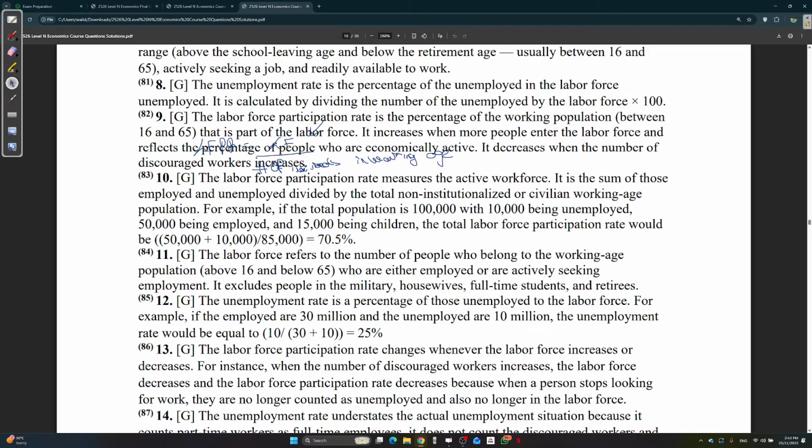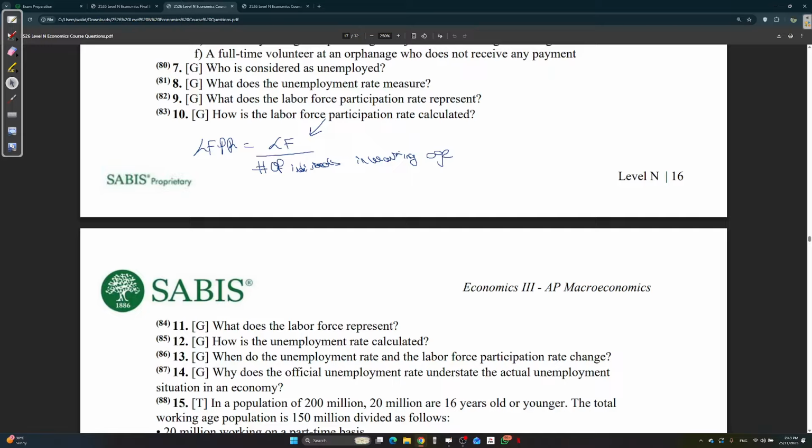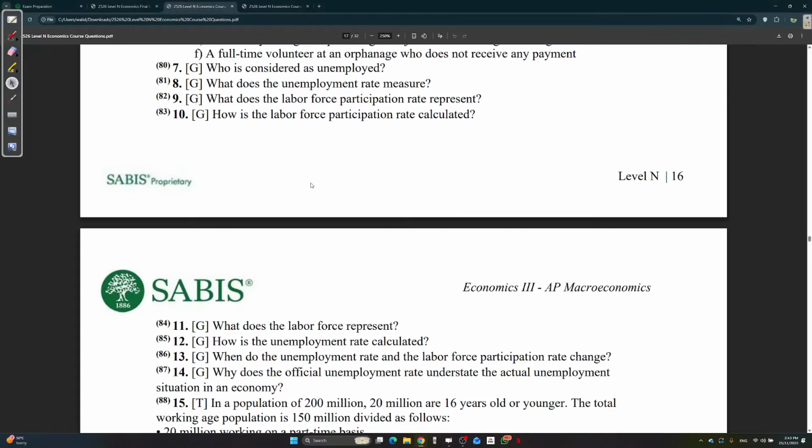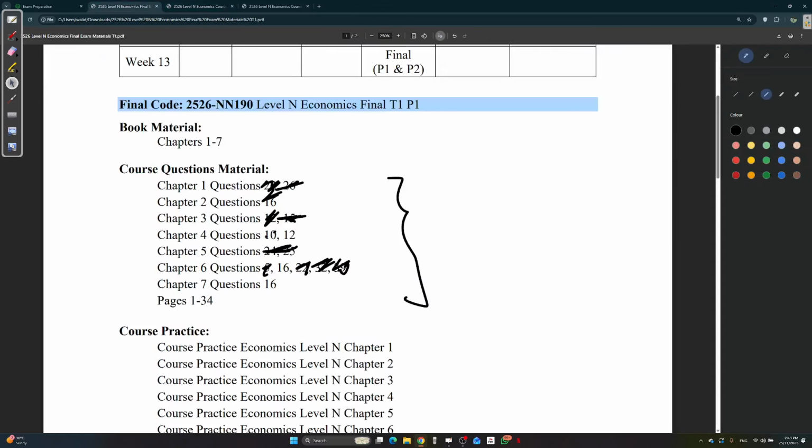Okay? And you do this and you do times 100, of course, because it's a percentage. Okay, I think this is very easy. Please go over the rest of these grids. Don't skip over them. What does the labor force represent? Don't skip them.